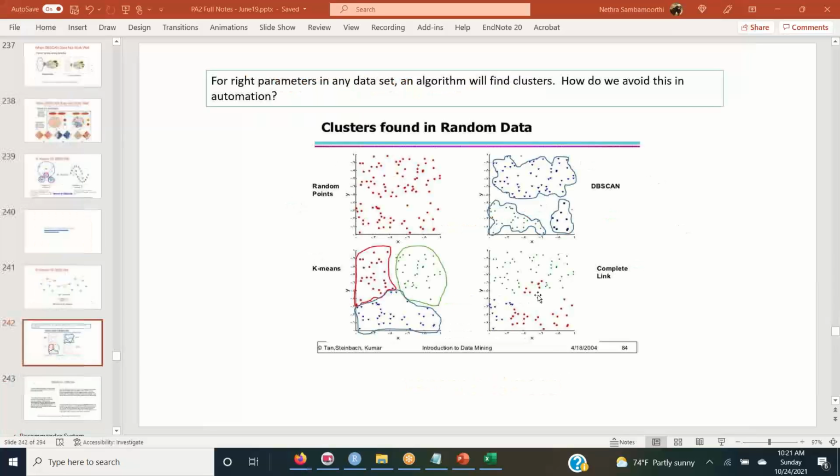So remember, next time when I review, it may look easier to you, but you have to think about all those things. So with DBScan, clusters are found in random data. Sometimes, even in random data, DBScan will find clusters because it depends on the epsilon size and the minimum points. If you use DBScan on random points, it may look like a cluster. More dense points are here.